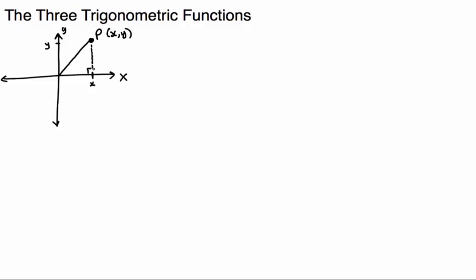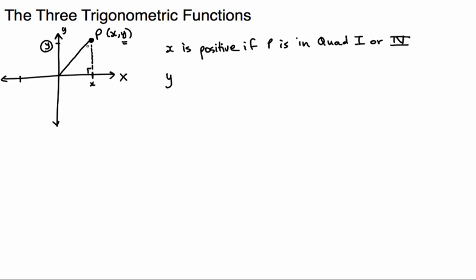If this x value on this point is positive, then we know that our point would have to be in quadrant 1 or in quadrant 4. If x were negative and it were over here somewhere, we know that that point would have to be in quadrant 2 or down here in quadrant 3. Likewise, x will be positive if the point is in quadrant 1 or quadrant 4. And let's take a look at y. Y is going to be positive if the point is in quadrant 1 or 2.